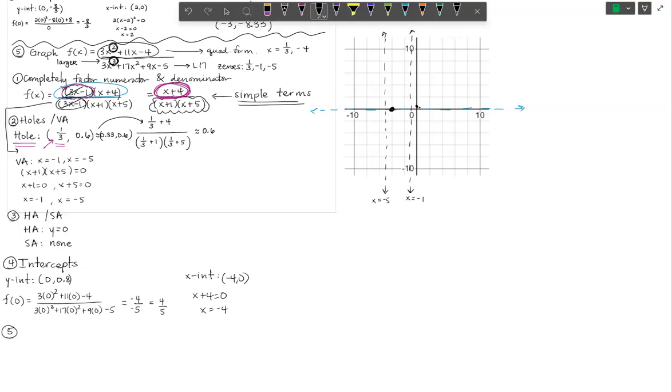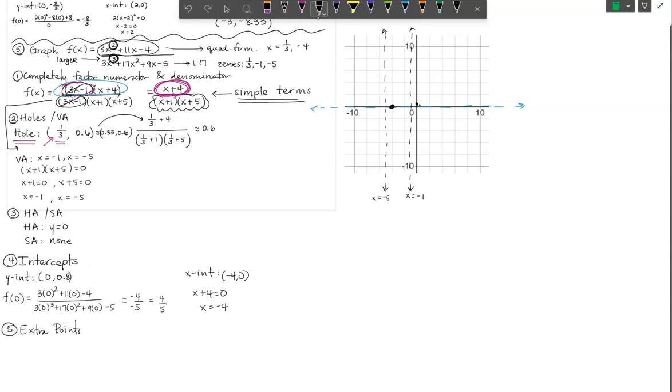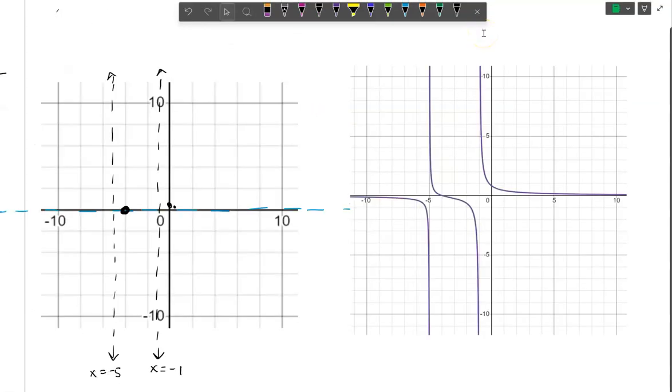So now we are ready to look at the graph and find some extra points that are on that graph. We can use our calculator and our table to help us finish graphing this. So when I actually look at the graph, this is what I see. We can see our two vertical asymptotes right there. We can see the intercept that we found at (-4, 0). We can see the y-intercept that we found there.